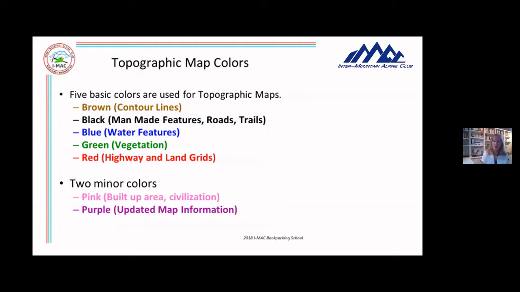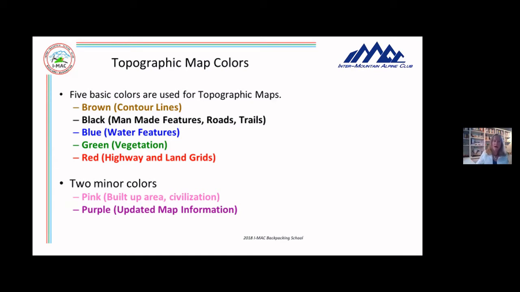Blue is water. Green is vegetation. And then red, you get your highway and land grids. Two minor colors. Pink, built-up area for civilization. I have a map I use in the classroom that shows Richland. It's the Badger Mountain map.